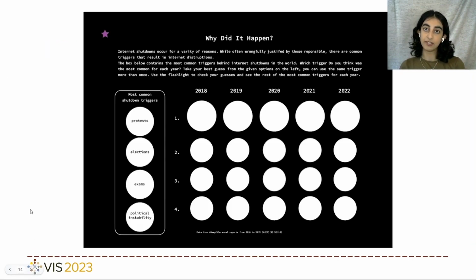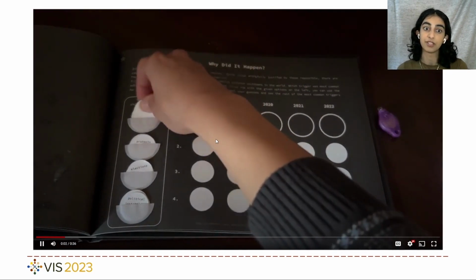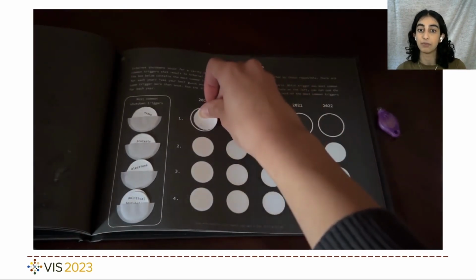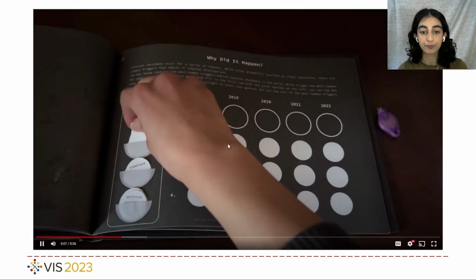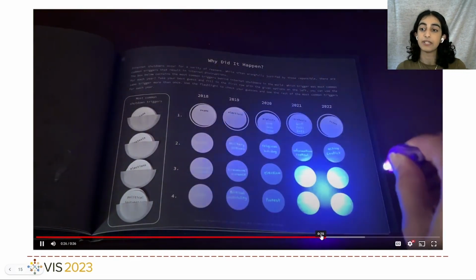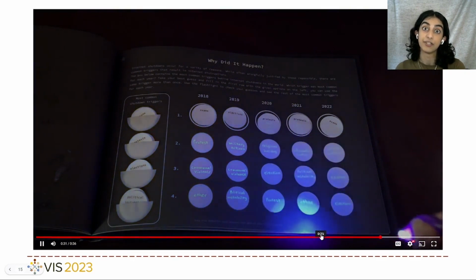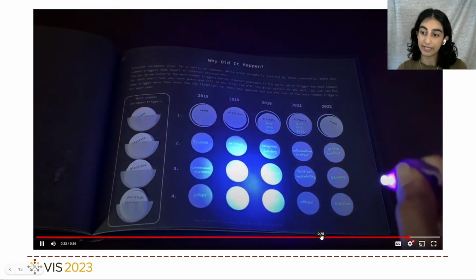And we also use this in other activities. For instance, in this one, we presented them with the most common internet shutdown triggers and asked them if they could guess which trigger was the most common for each year. And they could pick which trigger they thought was the most common for each year and place them on the circles like so. And as you can see, once they place all of them, they can then use the flashlight to check their answers and also see the other common triggers for that year.